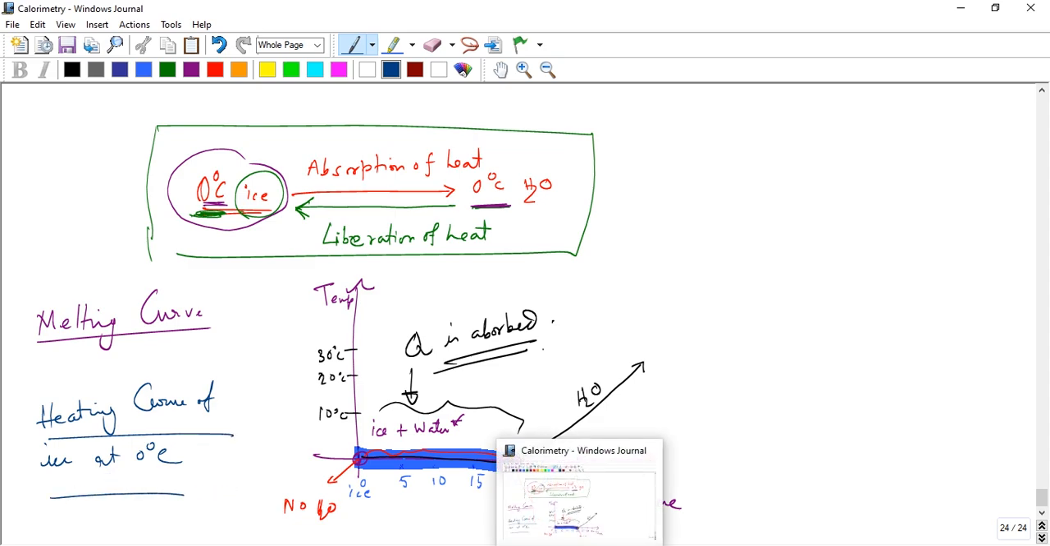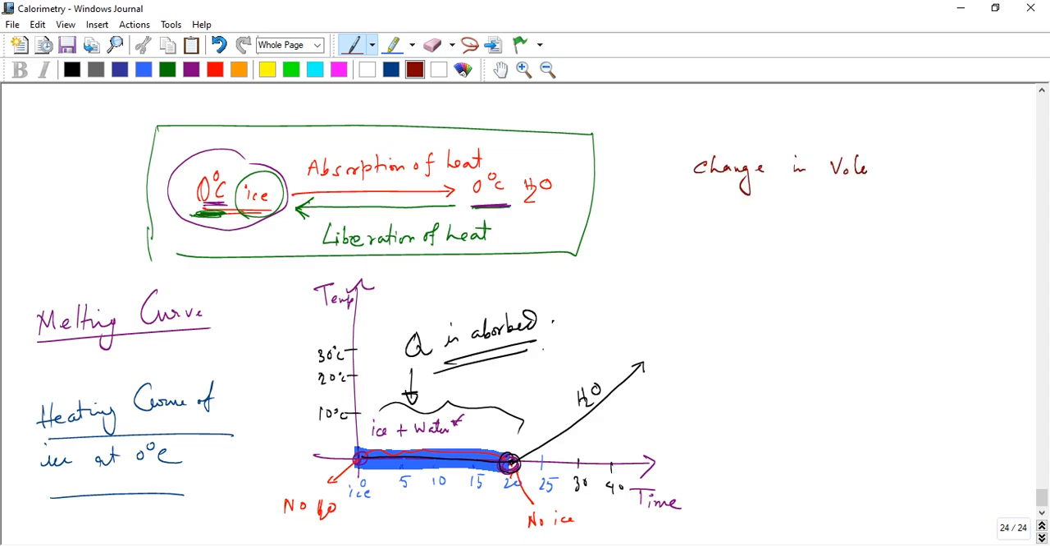So another important factor is change in volume on melting. Most substances, like lead, wax, etc., expand on melting. Some substances do not expand on melting. Why? That's an important thing.